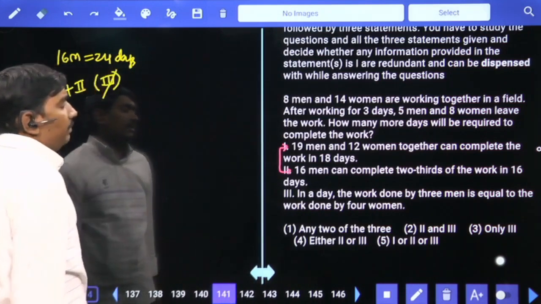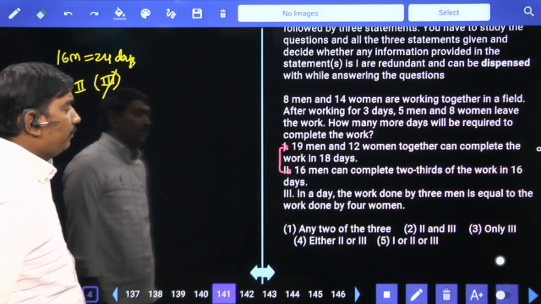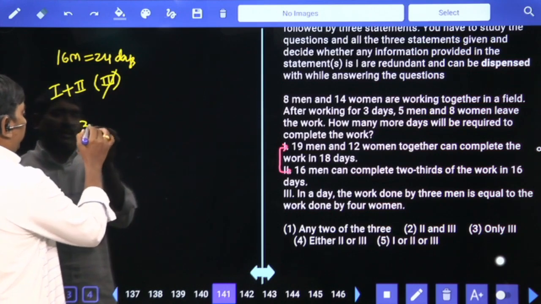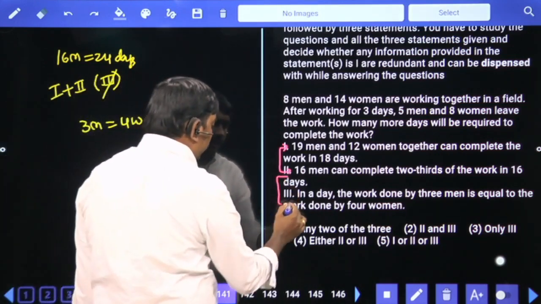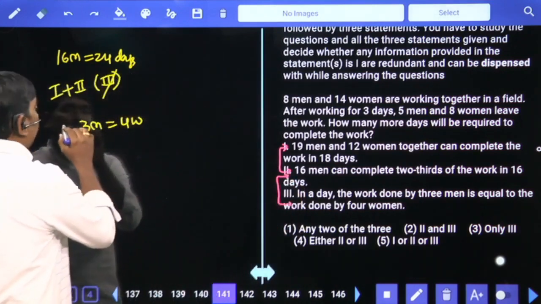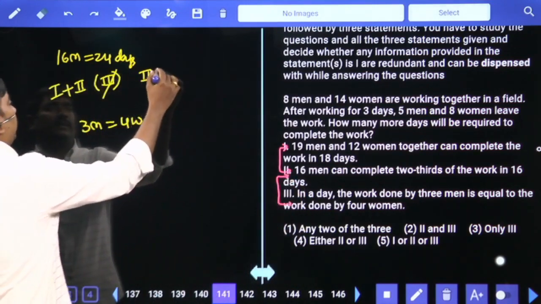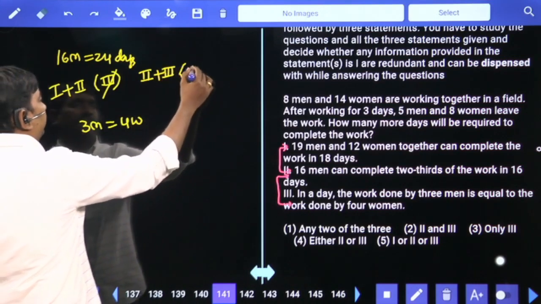In a day, the work done by 3 men is equal to the work done by 4 men. The work done by 3 men is equal to the work done by 4 women. Means by combining 2 and 3 also you will get the answer. With 2 and 3 you will get the answer. At that time 1 is not required.